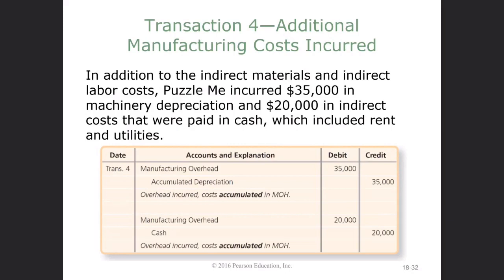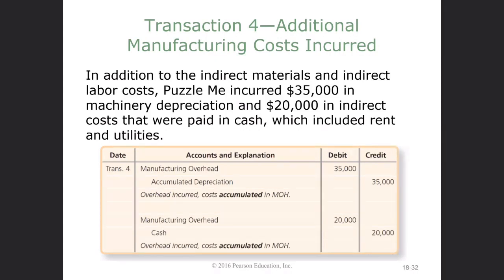In addition to the indirect materials and indirect labor costs, Puzzle Me incurred $35,000 in machine depreciation and $20,000 in indirect costs that were paid in cash, which included rent and utilities. So in this example, we have 2 different journal entries. We're going to debit our manufacturing overhead for our depreciation of $35,000. We're going to credit our accumulated depreciation account for the same amount, and we're just going to make a note that we had overhead incurred and cost accumulated in manufacturing overhead.